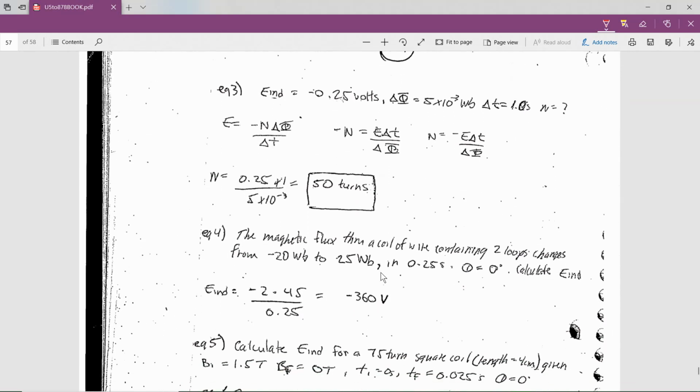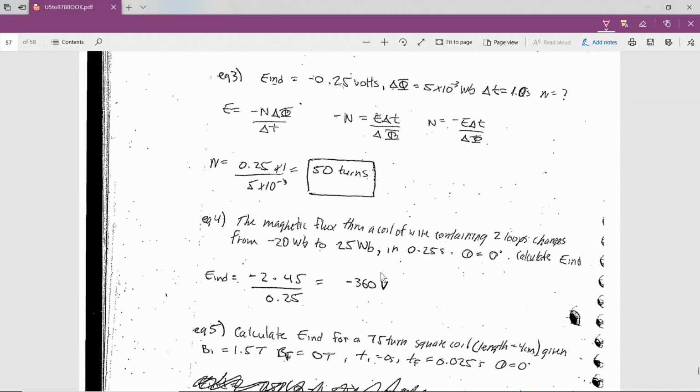Let's look at a third example. Here we are on the top of page 57. We have an induced voltage of negative 0.25 volts. We know the change in flux is 5 by 10 to minus 3 Weber. We know delta T is 1 second. Those are all given. You solve for N. So doing the isolation, N is minus E induced, so minus 0.25. Let's write it like this. Minus V induced delta T over delta phi, or E induced, let's call it V induced, and you get 50 turns. Okay, so you can get the number of turns of the coil.